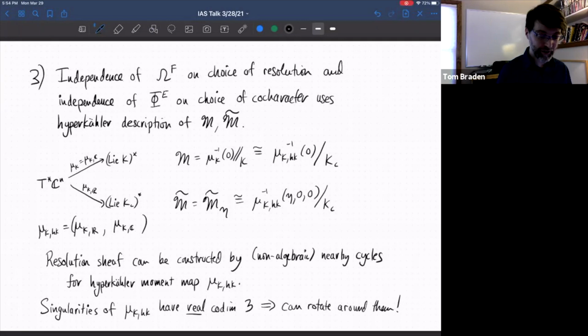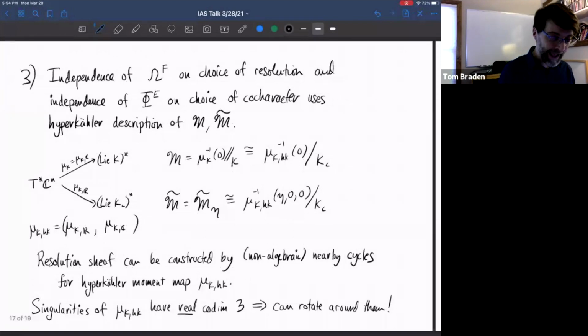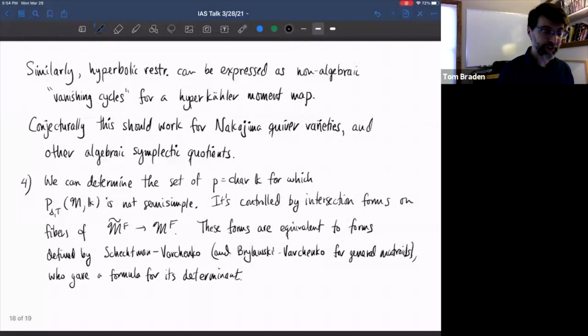in order to do that, you need to have a description of what is the resolution sheaf in terms of this hyperkähler picture, and it turns out to be a sort of real nearby cycles functor with respect to the hyperkähler moment map, and so you just rotate this real valued function on the hyperkähler moment space around the singularity, and then you get the independence. And similarly, for the hyperbolic restriction, you can express it as a non-algebraic vanishing cycles with respect to a different hyperkähler moment map, because now you're talking about the torus action, T rather than K, basically.